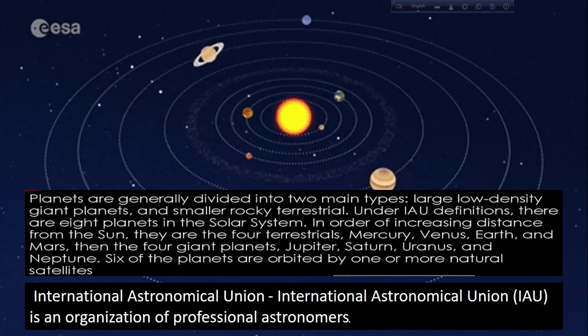And 6 of the planets are orbited by 1 or more natural satellites. So from here we came to know that there are 8 planets in the solar system. Among them 2 planets have no natural satellite, that is Mercury and Venus, and the other 6 planets have natural satellites. Now come to the point, what is IAU? IAU means the International Astronomical Union. It's an organization of professional astronomers.